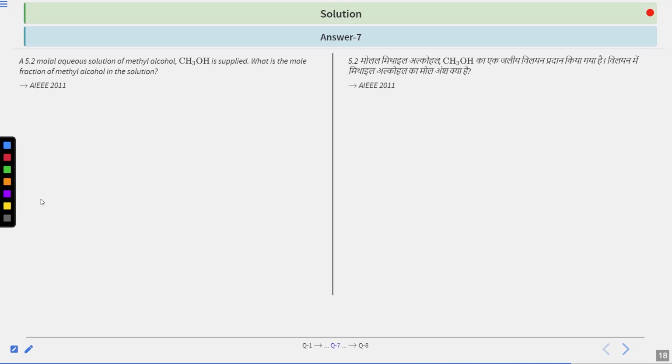So the question was saying that you have a 5.2 molal solution of CH3OH, and you have to find the mole fraction. Simple question. You don't need to go through any complication. For those who have solved, the correct answer is C.